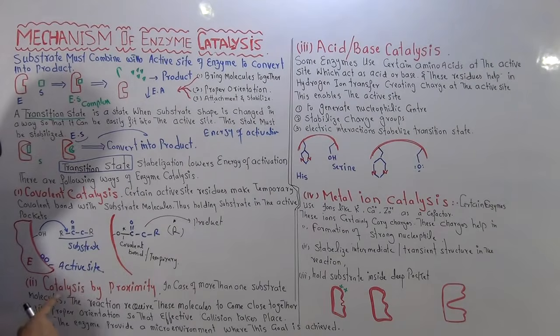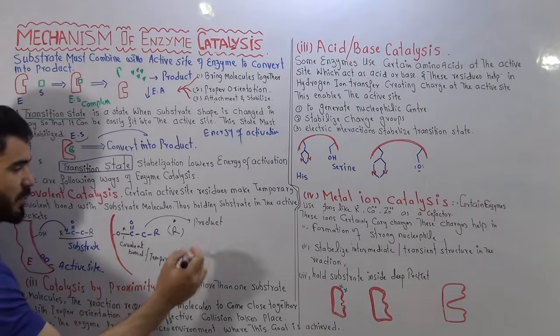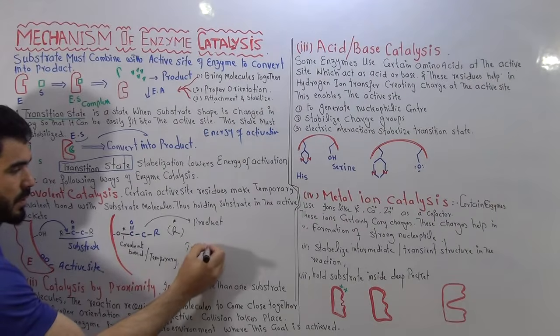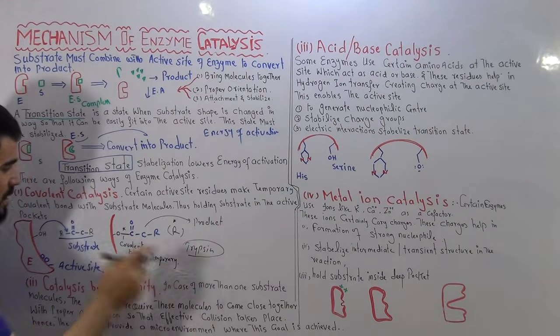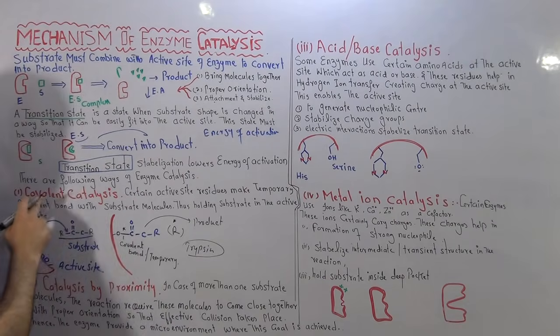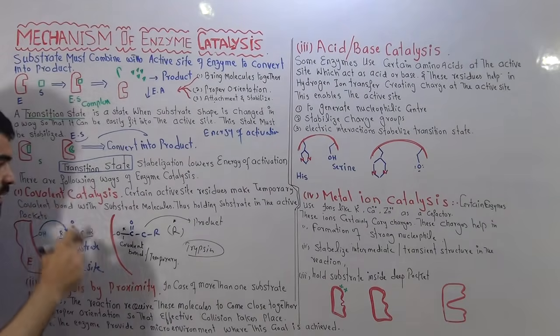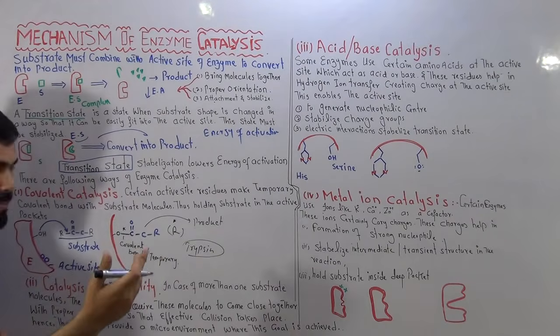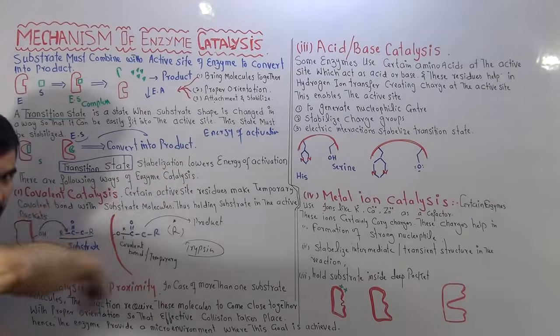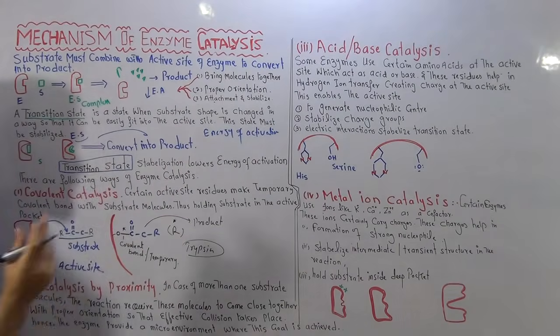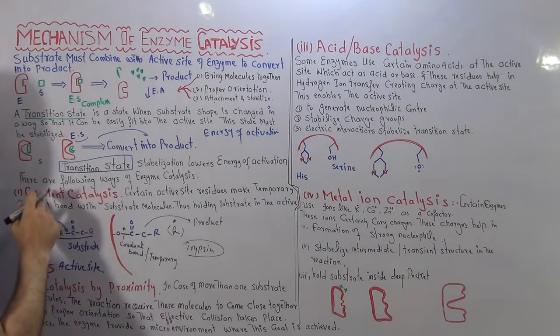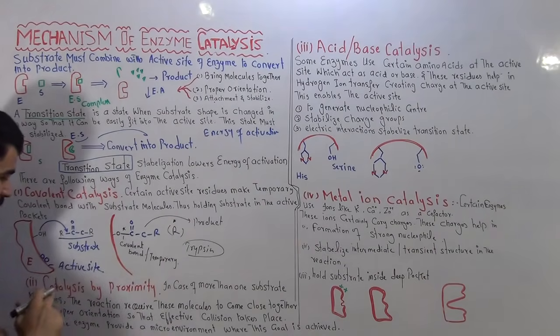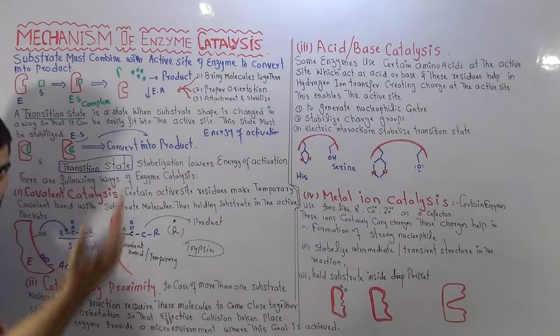Now the second one is catalysis by proximity. Let me give you some examples. Most of the digestive enzymes like trypsin and chymotrypsin catalyze by covalent catalysis. Most enzymes can apply more than one of these four mechanisms for catalysis. You can't say that a single enzyme only performs covalent catalysis and another enzyme only performs catalysis by proximity. No, this is not possible. One enzyme can follow two mechanisms or more than two.